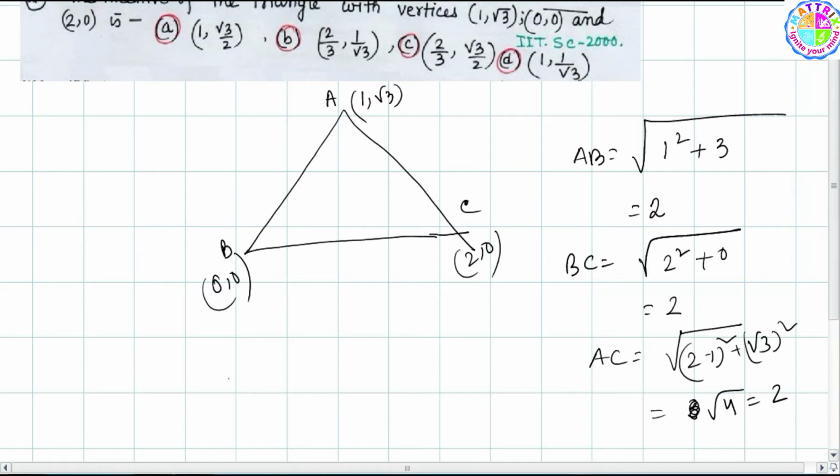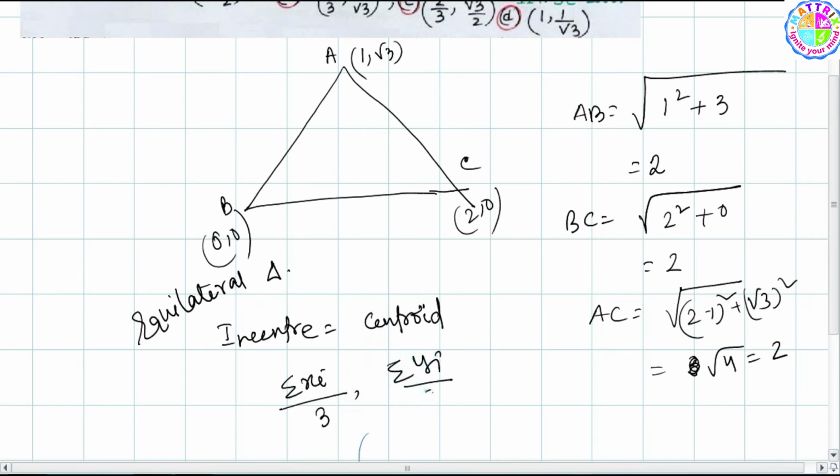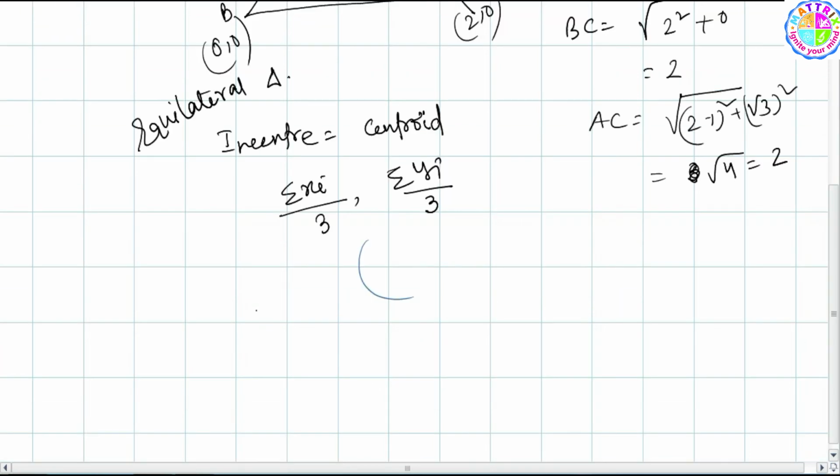Then what is the incenter? The incenter is the centroid because it's an equilateral triangle. Hence summation of xi by 3 comma summation of yi by 3, it is the center.